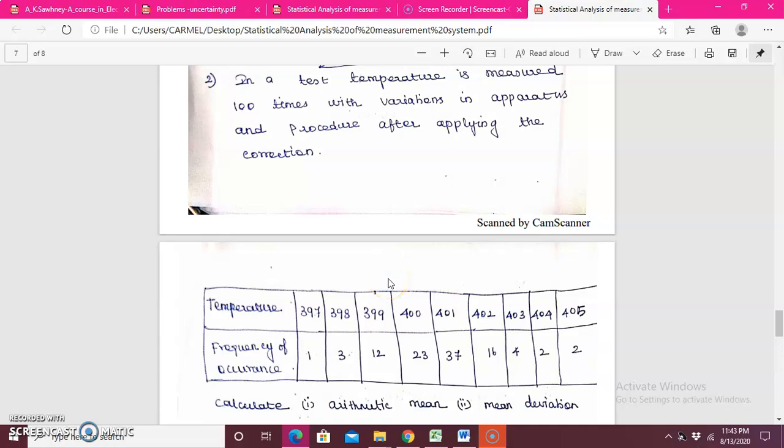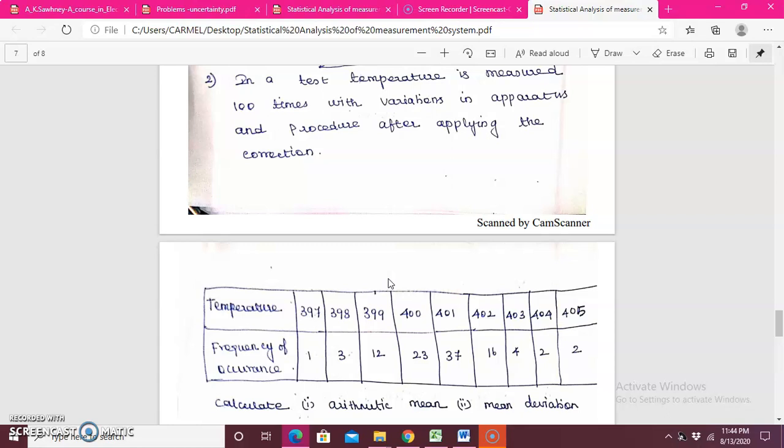Okay, the next problem we are going to see in statistical analysis. From the previous video, only one problem we have solved. Now we are going to solve another problem, but the problem is different from the first one. Here they have given so many frequency of occurrence, but the interval was not mentioned in the previous problem.